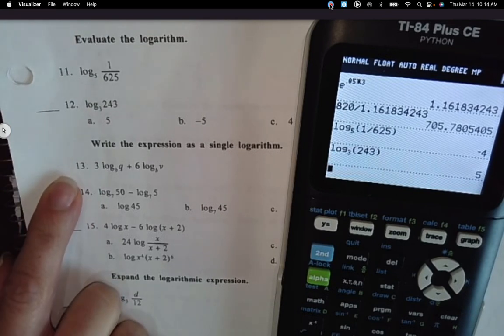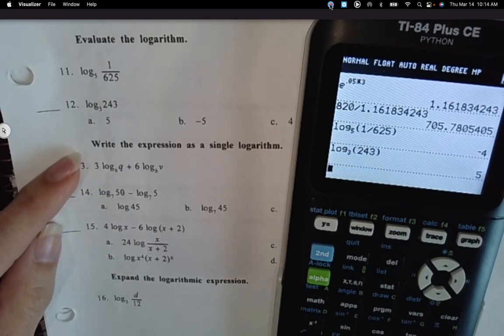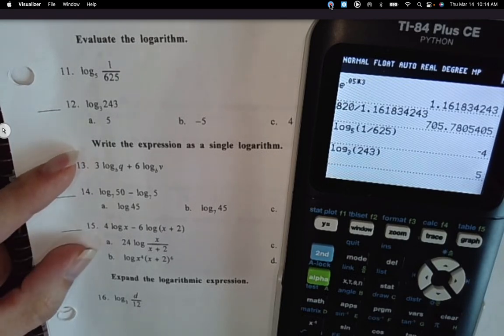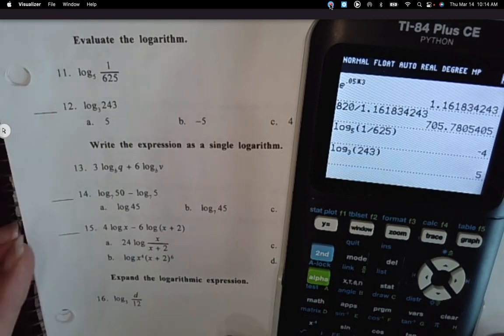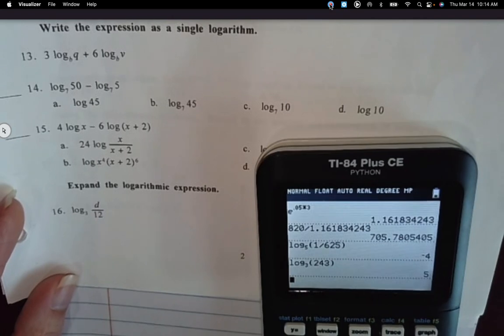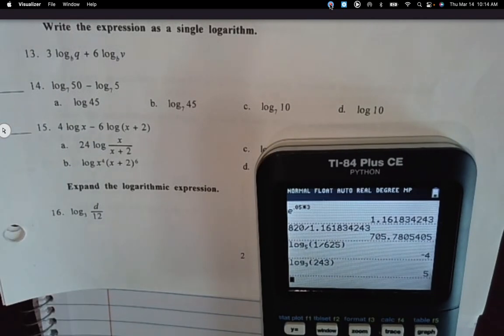It looks like number 13 is on there, and 15 and 16. So let me do on this page 13, 15, and 16. So number 13, and 15, I don't want to solve anything. There's no equal sign, okay? I'm not solving. I just want to combine it and make it one logarithm.